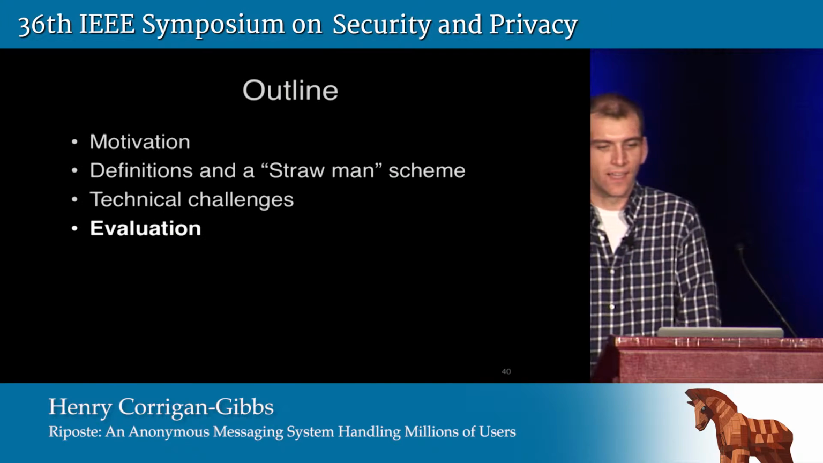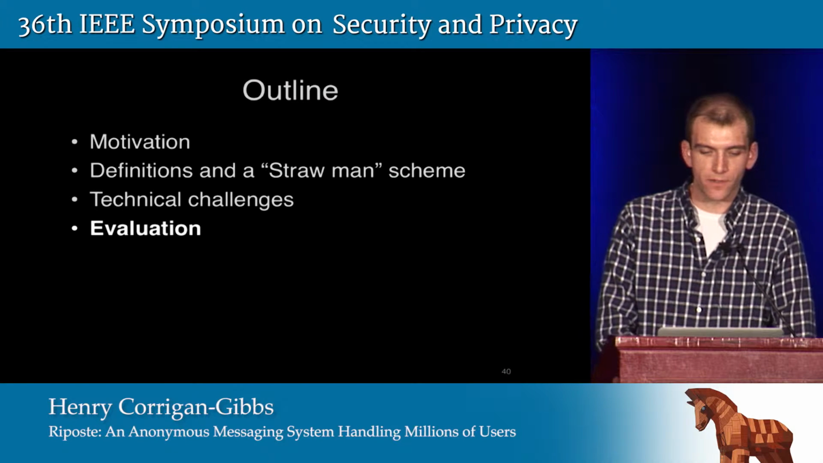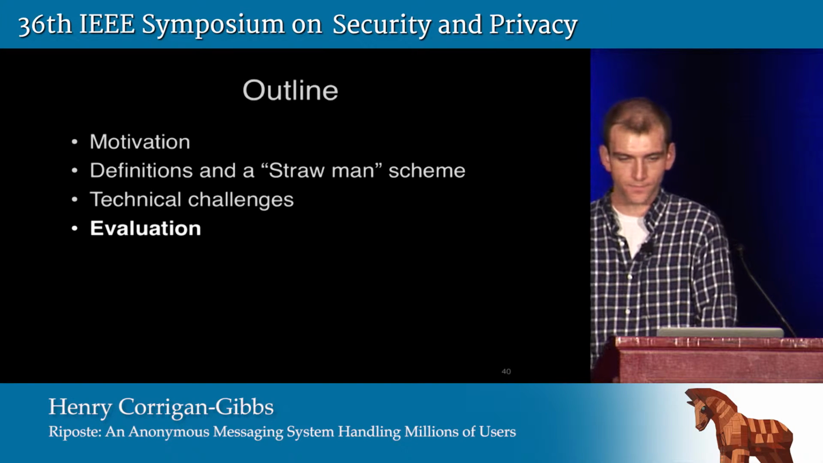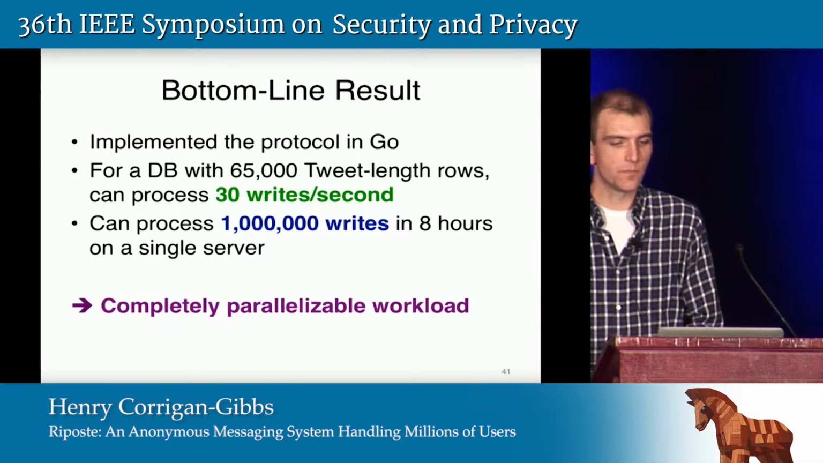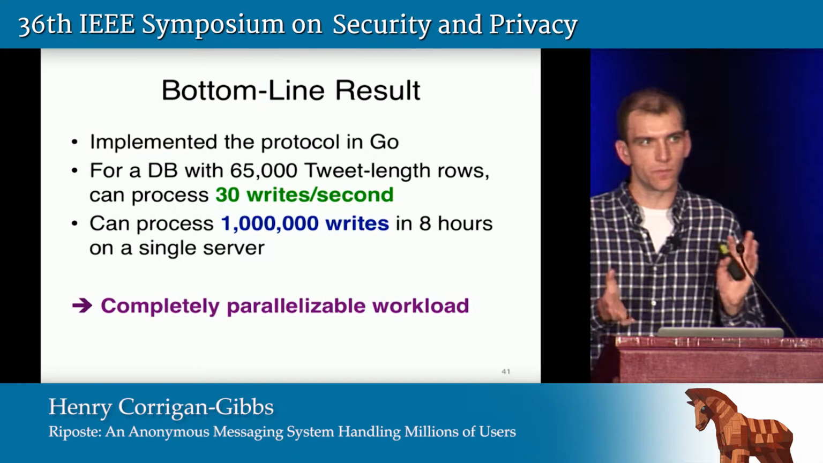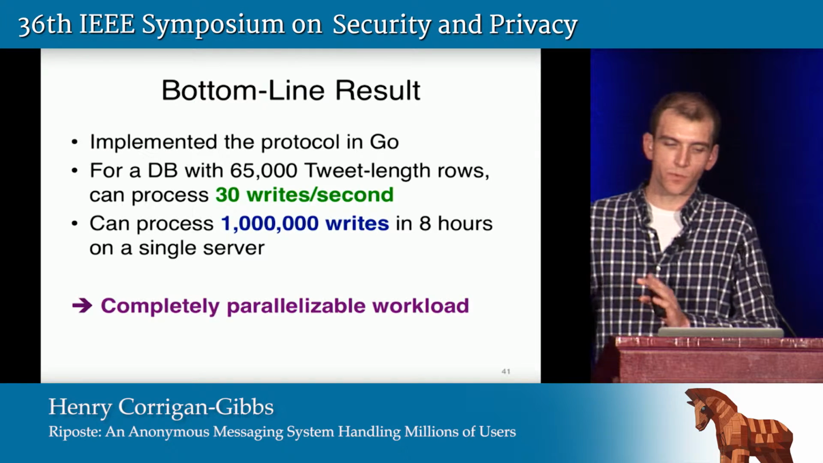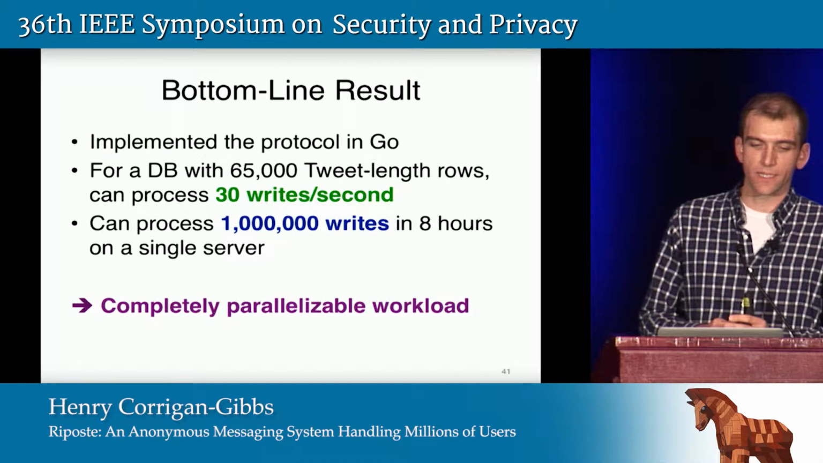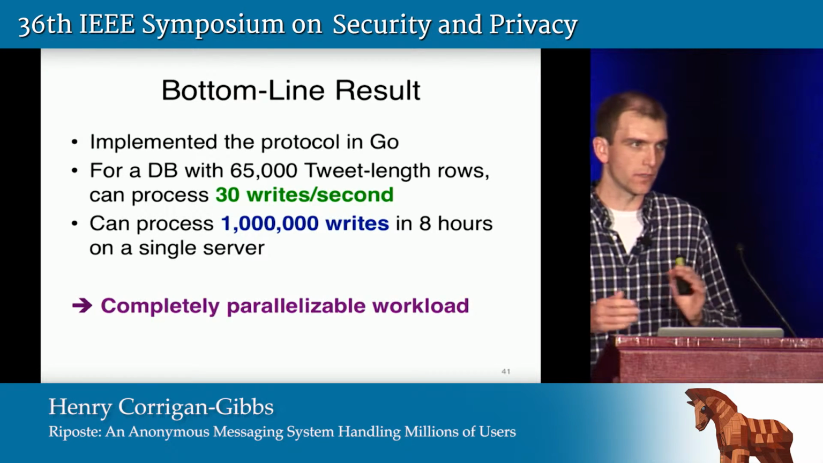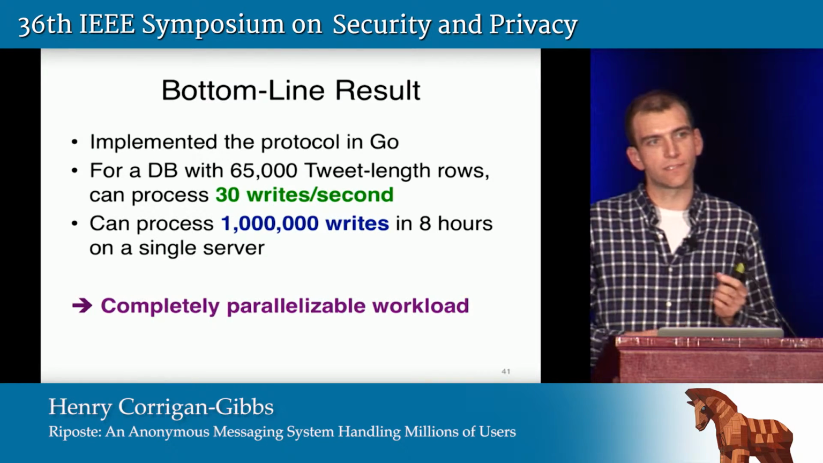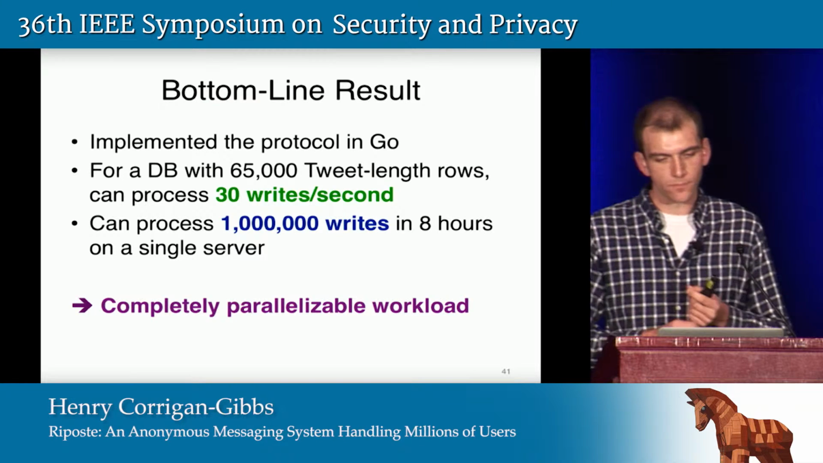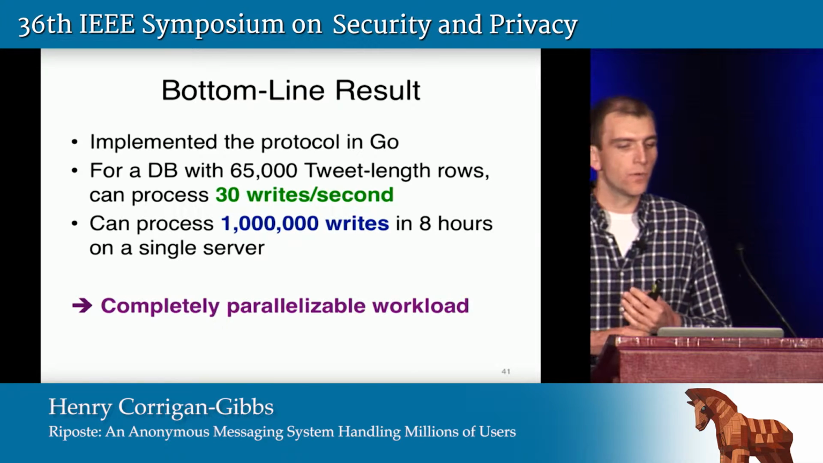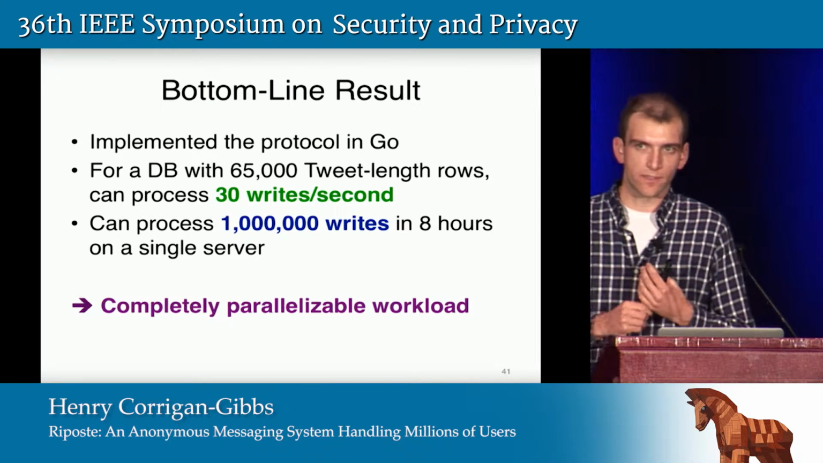So the last thing I'd like to do is just talk a little bit about the evaluation results, what this looks like when you try to implement it. So we actually implemented the whole thing in Go. We implemented the 2-server version and the multiple server version. And the bottom line result is that for a database with something like 65,000 tweet length rows, we can process 30 writes per second on a single server. So putting that in another way, we can process about 1 million writes in 8 hours on a single server.